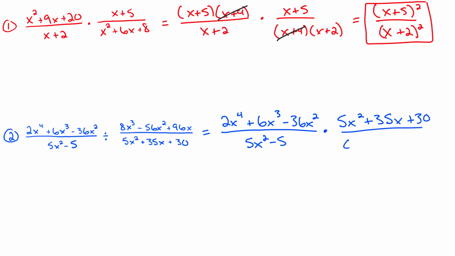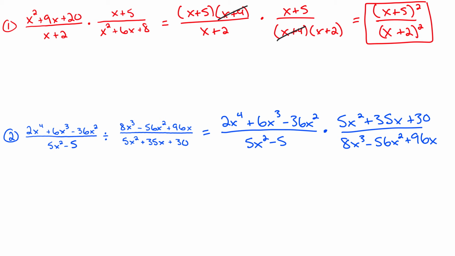And then I'm going to write the 8x cubed minus 56x squared plus 96x on bottom. All right, first step done. Flip and multiply. Next, we got to factor all 4 of those components. Top left, I'm going to use my favorite factoring technique, GCF.